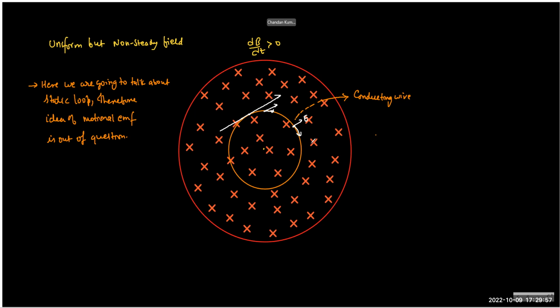If I choose a unique current direction of field, then the current cannot be established. So it means this idea of assumption is also not going to work. So a unique direction of field is also not correct here. So that is definitely wrong.